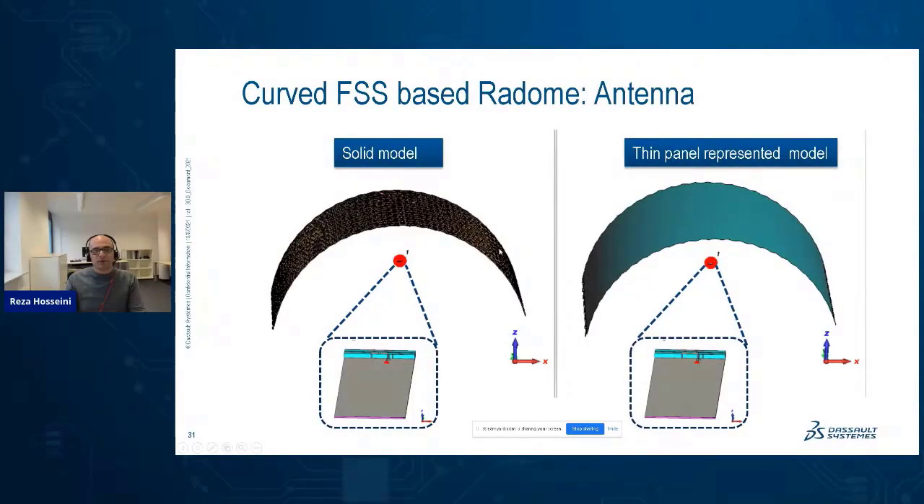So another case is the curved FSS-based radome. The same as before, but instead of using the plane wave, we use the antenna as an excitation, comparing between the solid model and the sim panel represented model.